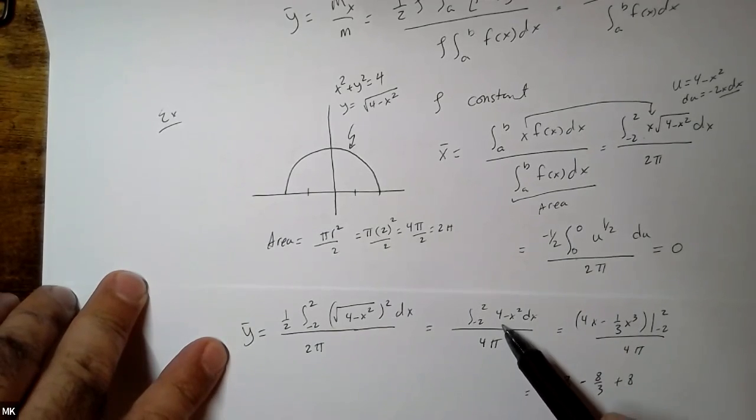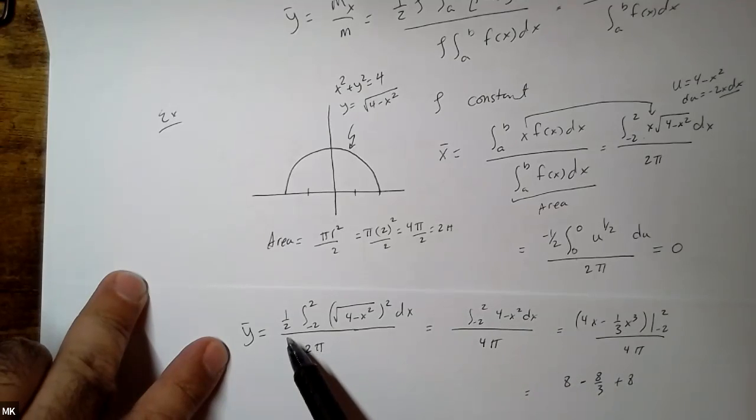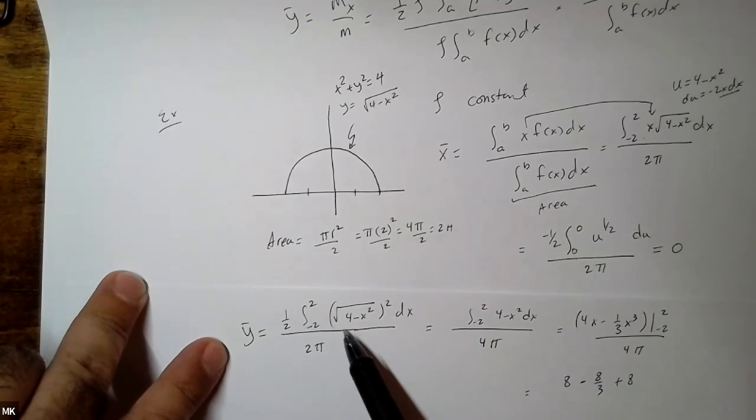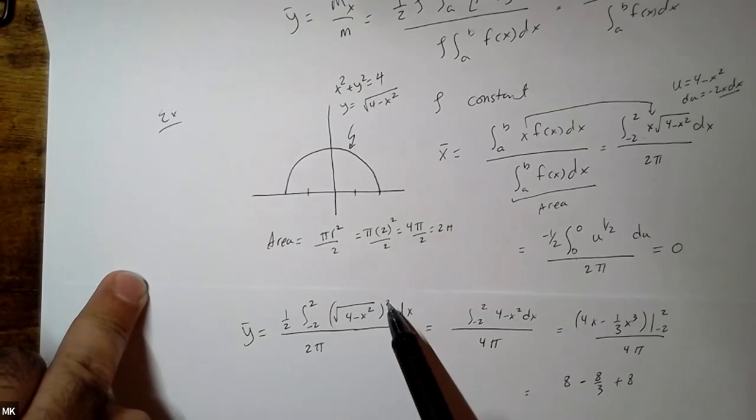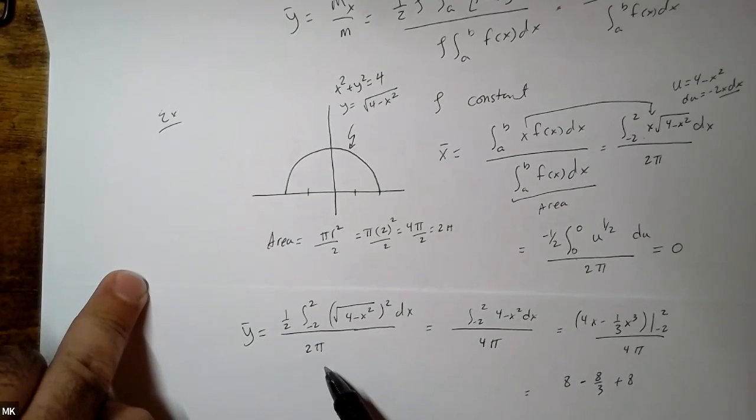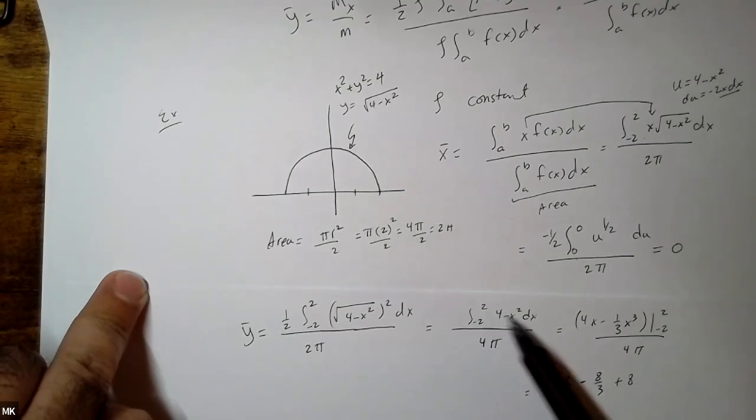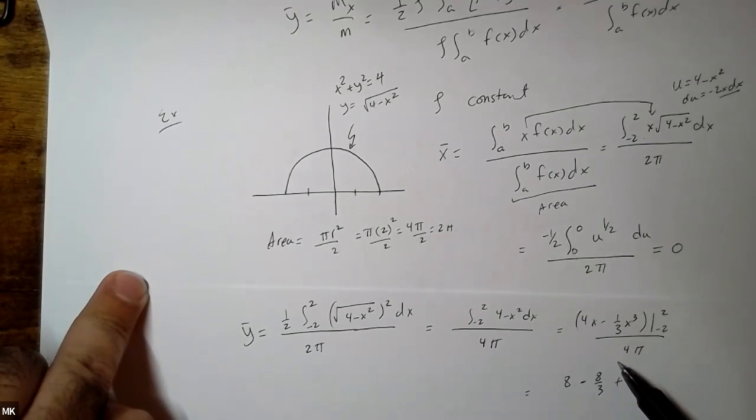So again, go through the process. You have 1/2 the integral from negative 2 to 2 of the square root of 4 minus x squared, which is your function, squared, over 2 pi. That is the integral from negative 2 to 2 of 4 minus x squared dx over 4 pi, because the 1/2 and 2 pi equals 4 pi. The antiderivative of 4 is 4x, and the antiderivative of x squared is 1/3 x cubed. You go from negative 2 to 2.